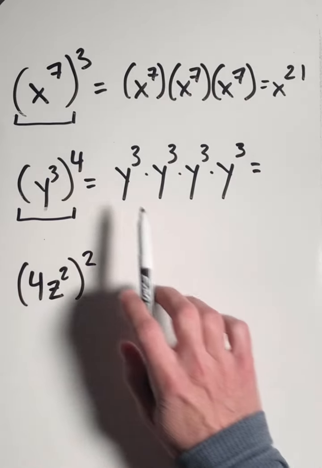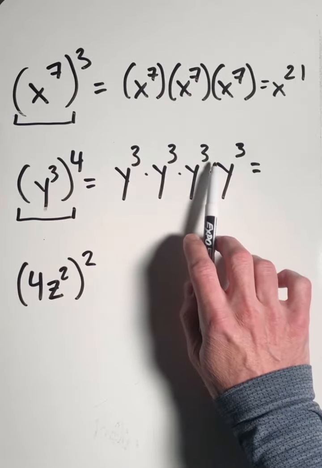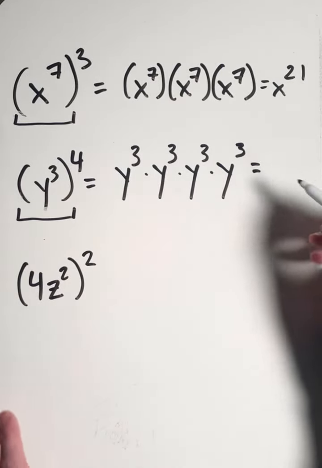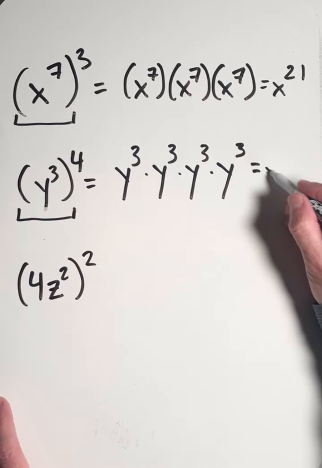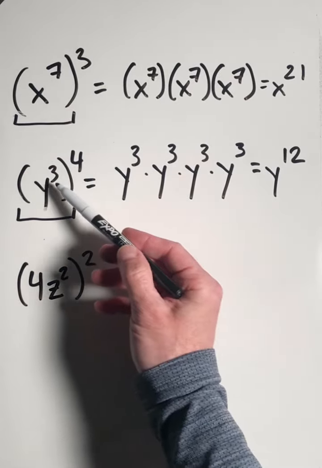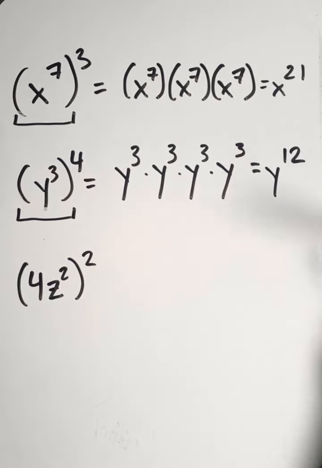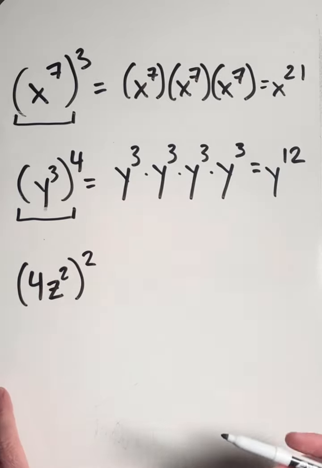Same idea here. I have 3 factors of y here, another 3 here, that makes a total of 6. 3 more makes 9, and 3 more makes 12. So this expression simplifies to y to the 12th power. Again, noting that exponents is repeated multiplication, we could have just taken 3 times 4 to get the 12 factors of y. Now here, it's a little bit different.